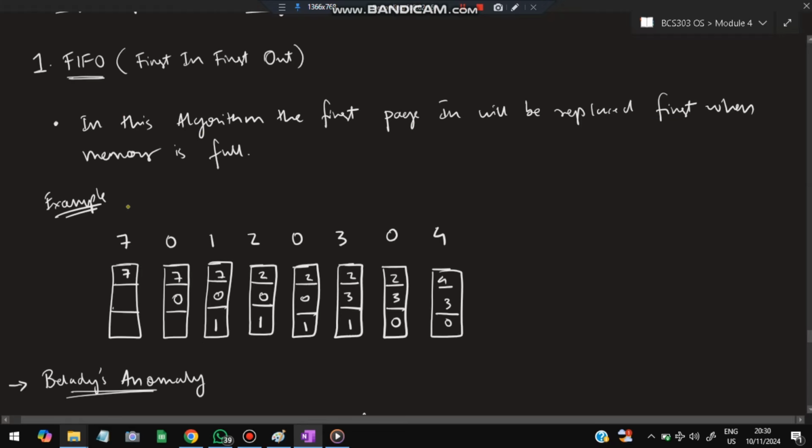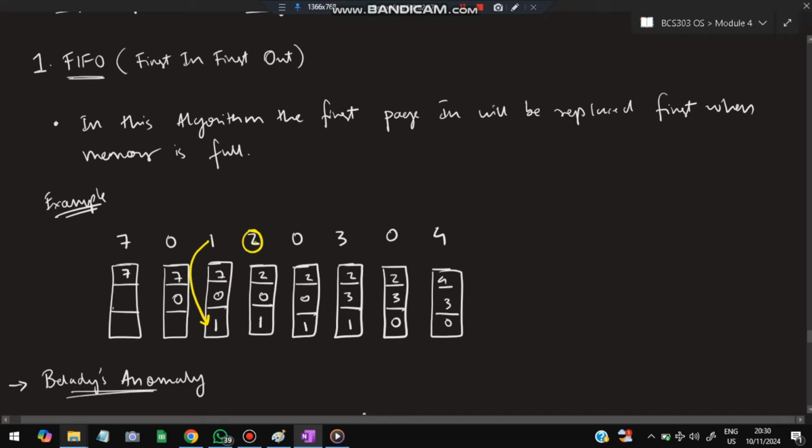Okay, so suppose that the pages are coming here. First page is 7, second is 0, 1, 2, 0, 3, 0, and 4. And here we have memory space where 3 pages can be stored at once in the cache memory. So first 7 will come, it is empty, it will get stored. 0 will come, it will get stored after 7. 1 will come, it will get stored after 0. Now 7, 0, 1 is present.